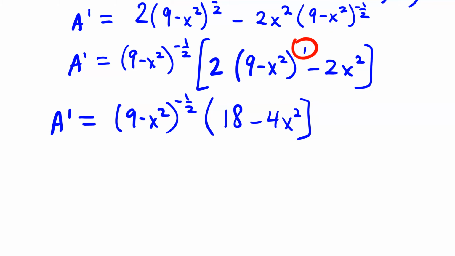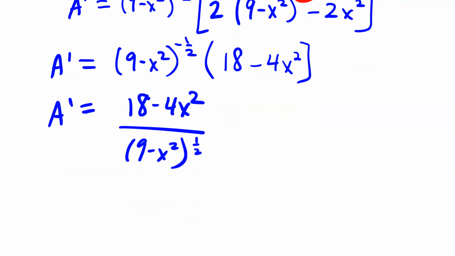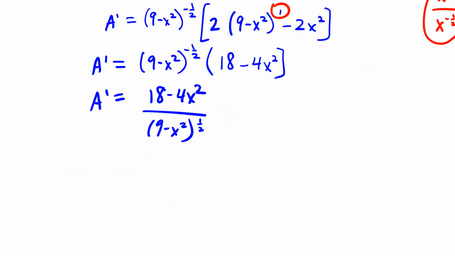We're almost there. I have a negative exponent. One more step of simplification. So this is 18 minus 4x squared over 9 minus x squared to the 1/2 power. Okay, and that's where we'll leave the derivative. Now we've got the derivative, it's fully simplified. We're good to go on to 4.3, which is just min and max.